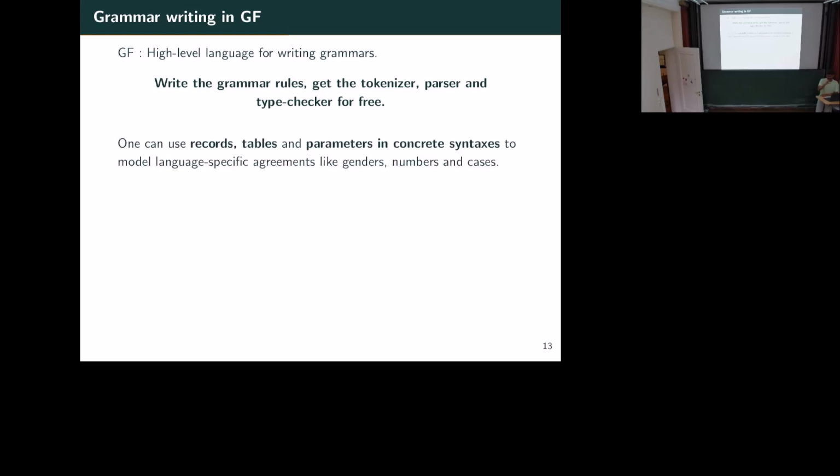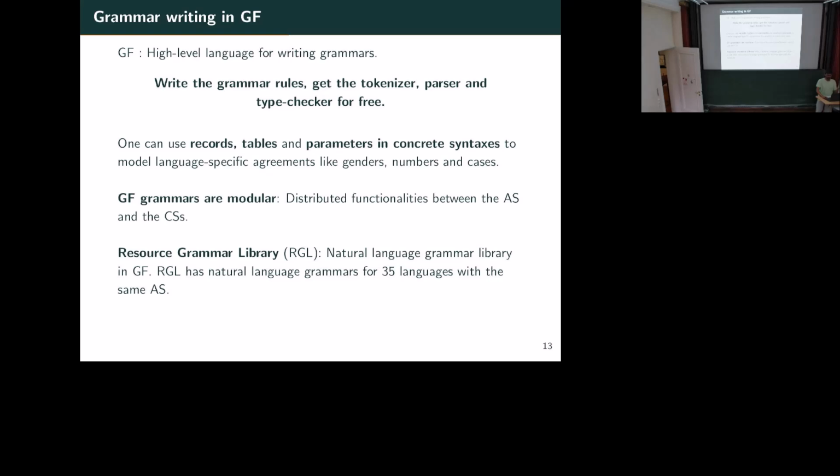And as I said, in order to model the gender and case agreements and other agreements in concrete syntaxes, one can use records and tables and parameters. So modeling these language-specific agreements becomes easier using these things. And also, because this functionality has been divided into concrete syntax and abstract syntax, scaling a GF grammar is easy in some sense.